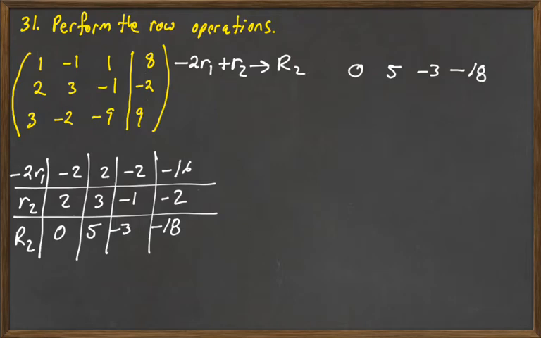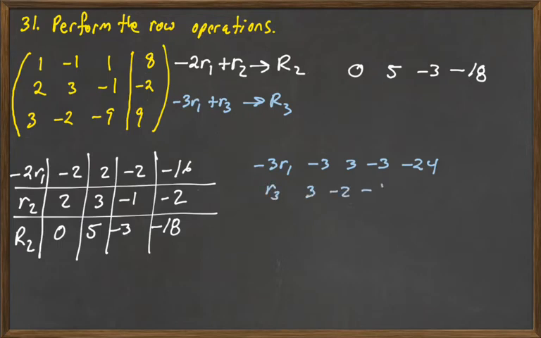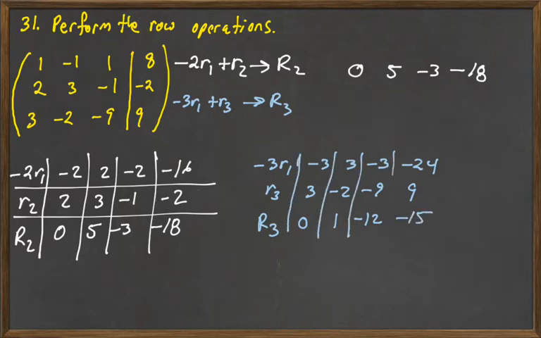Then they're going to give us another row operation to perform. It would be negative 3 row 1 plus row 3 to replace row 3. So we're going to do the same thing. We take row 1 and multiply it by negative 3 this time instead of negative 2. So it gives us negative 3, 3, negative 3, and negative 24. Then we add to it row 3, which is 3, negative 2, negative 9, and 9. And our new row 3 is going to be 0, 1, negative 12, and negative 15. We'll write down our new row 3.